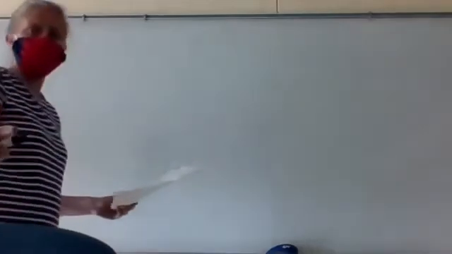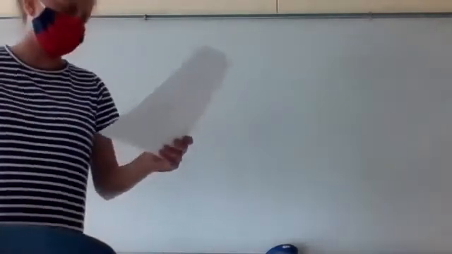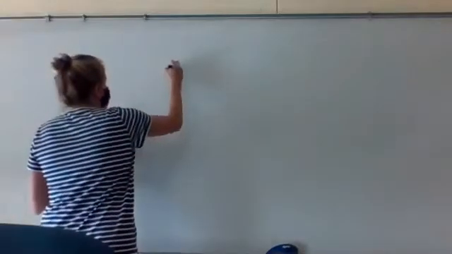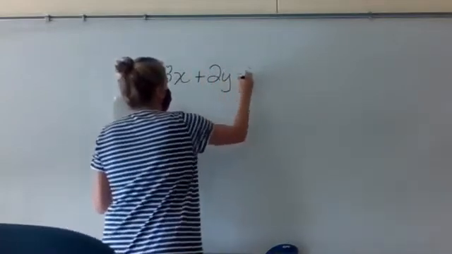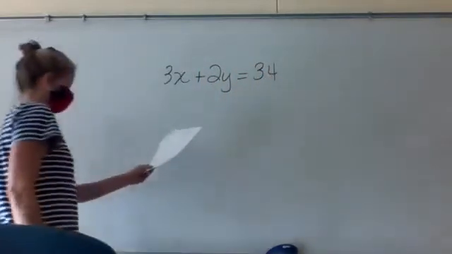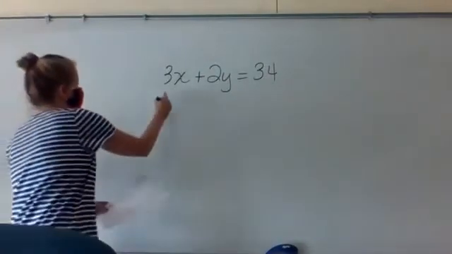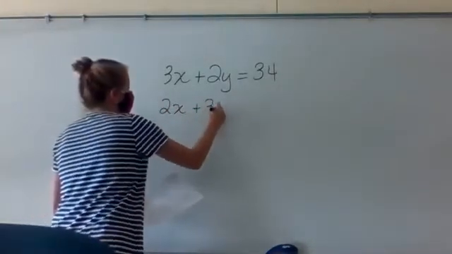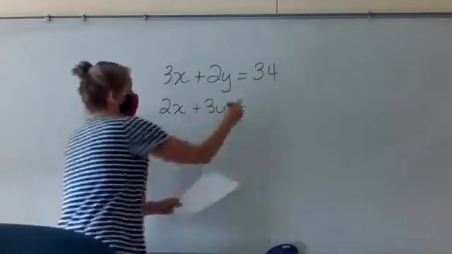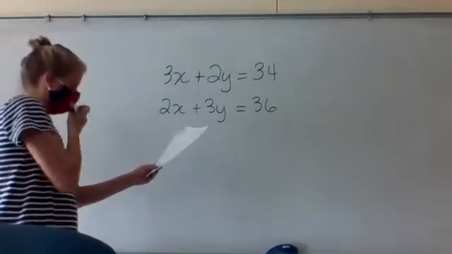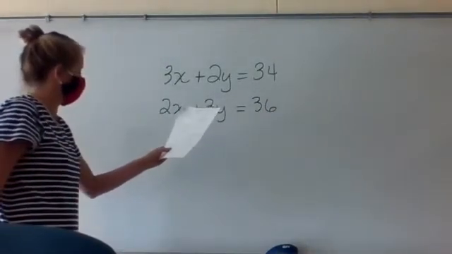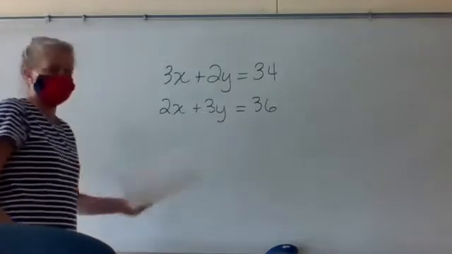All right, I'm going to write number 4 on the board, and then we're going to work it in our calculator. So if you have a TI-84, get it out right now so you can follow along with me. 3x plus 2y equals 34. 2x plus 3y equals 36. So first things first, make sure you wrote everything down right. 3x plus 2y equals 34. 2x plus 3y equals 36.